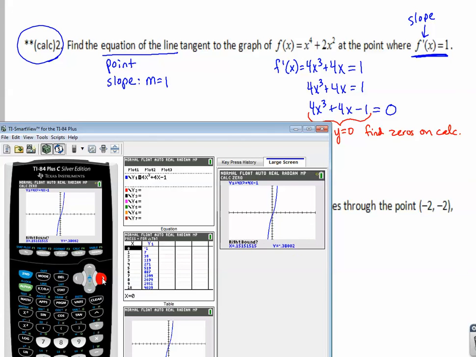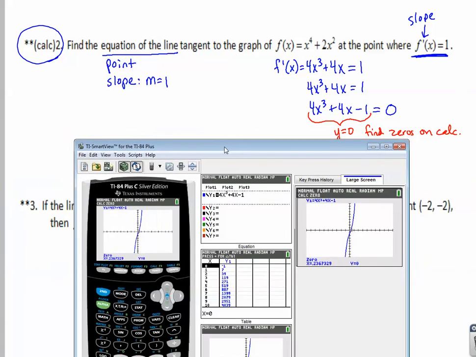Now I need to cross over the 0 or the x-intercept just a little bit for right bound. Press enter. And I'm going to need to press enter one more time because right now it's guessing. I don't want to guess. I want it to be exact. And it has calculated it to be 0.2367 something something something.